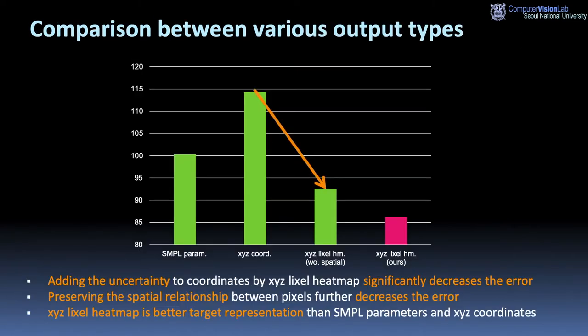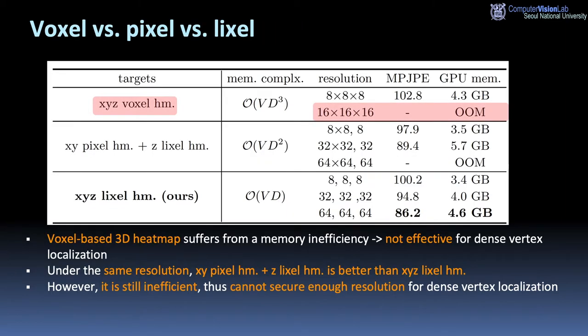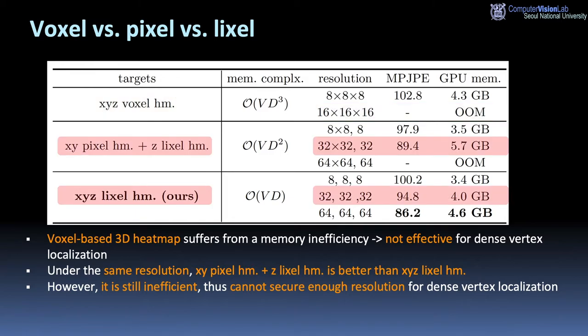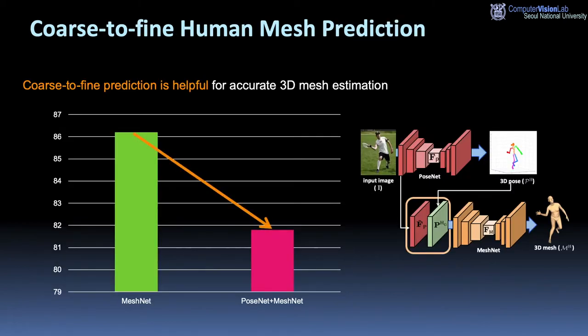Adding uncertainty to coordinate by XYZ Lixel heatmap significantly decreases the error. Preserving the spatial relationship between pixels further decreases the error. Voxel by 3D heatmap suffers from a memory inefficiency. Under the same resolution, XY pixel heatmap plus Z Lixel heatmap is better than XYZ Lixel heatmap. However, it is still inefficient, thus cannot secure enough resolution. Our coarse to fine prediction is helpful for accurate 3D mesh estimation.